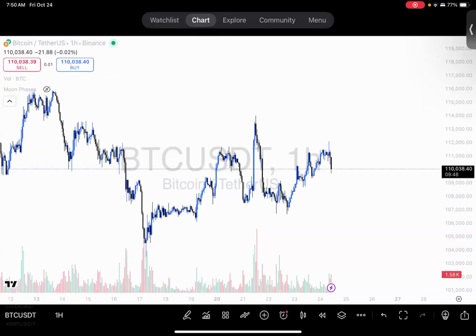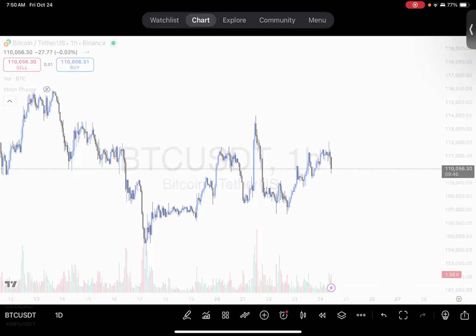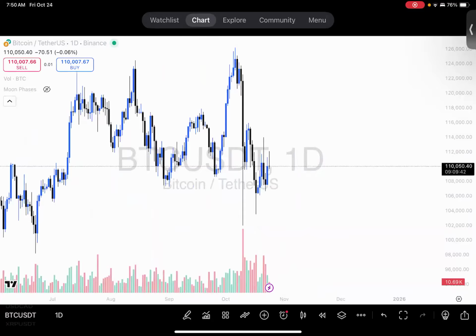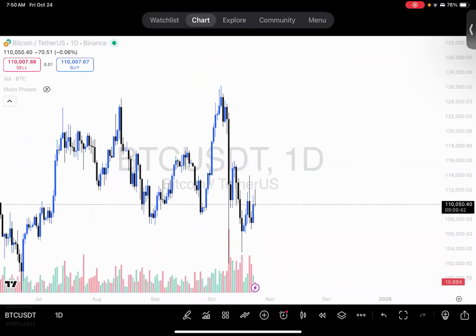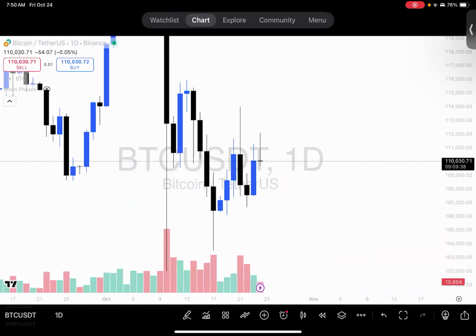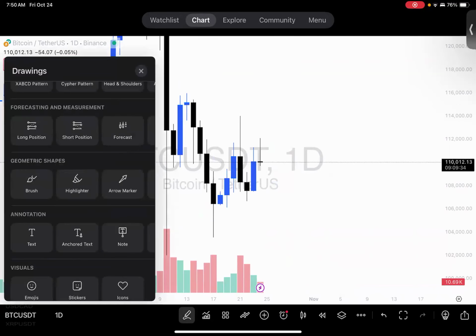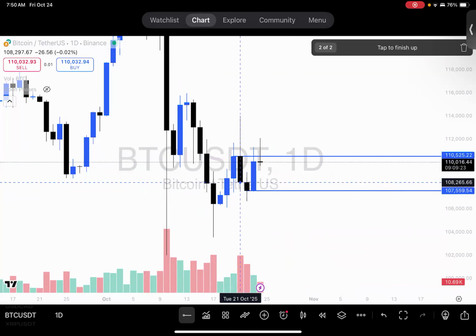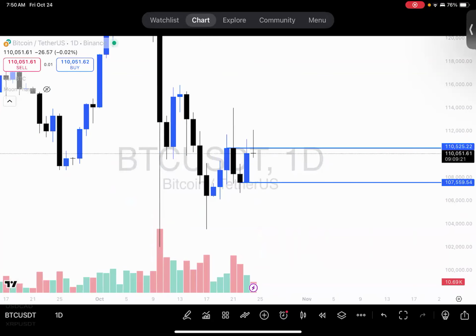For Bitcoin, I'm going to start on the daily time frame. We're kind of at that daily high right now. Right, we are at this daily high. Here's our daily low. That's kind of the range that I'm looking for. This is using trend trap, you guys.